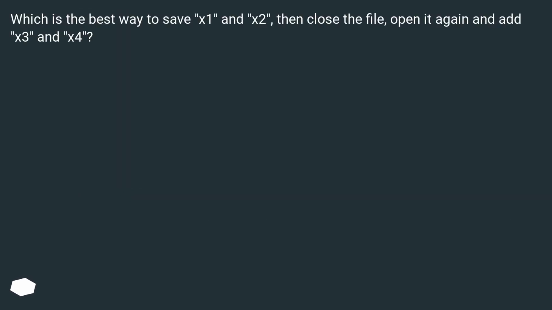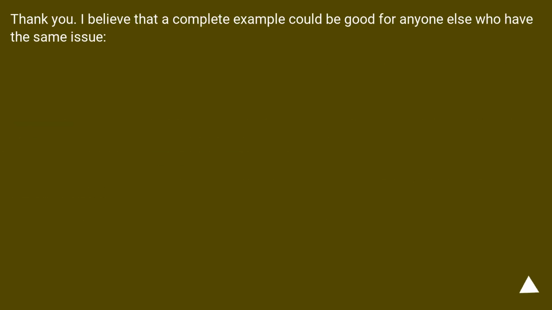Which is the best way to save x1 and x2, then close the file, open it again and add x3 and x4? Thank you. I believe that a complete example could be good for anyone else who has the same issue.